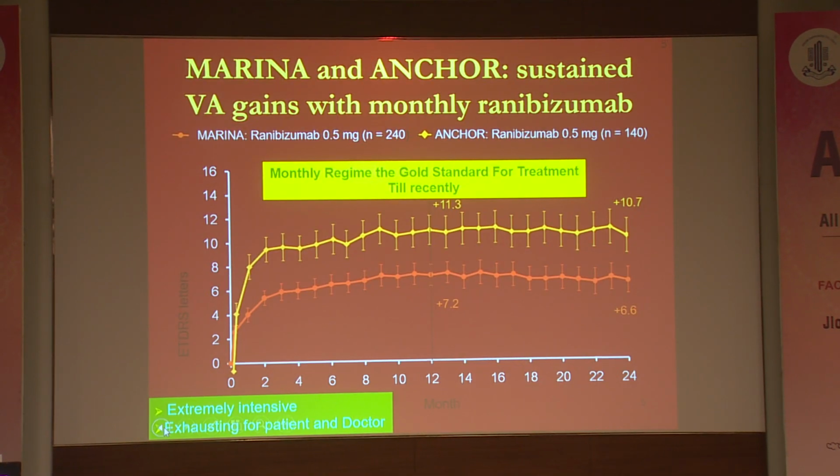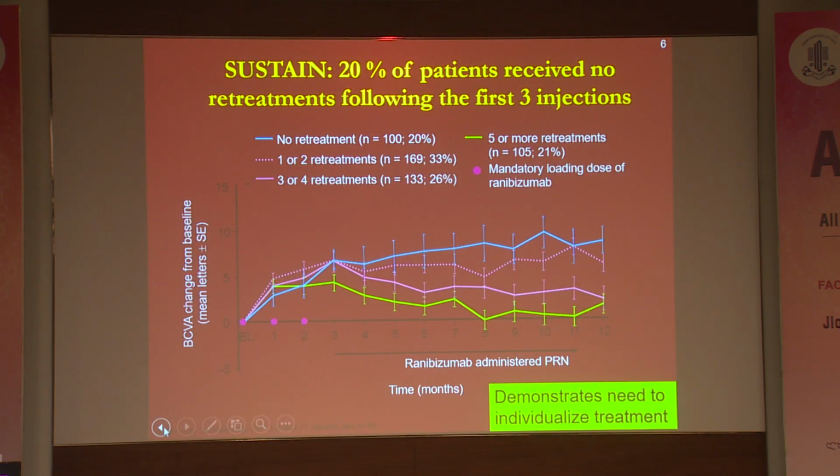More important than that, when we talk of anti-VEGFs working, the proof of concept came from the Marina and Anchor studies, which showed that monthly treatment could result in a huge improvement in patients' visual outcomes. And that's for the first time in our lifetime that we saw patients of exudative ARMD improving. But the problem is this is an extremely intensive regimen, and it's extremely exhausting for both the patient and the doctor. The SUSTAIN study showed us that actually there is a wide variation in the need for injections.